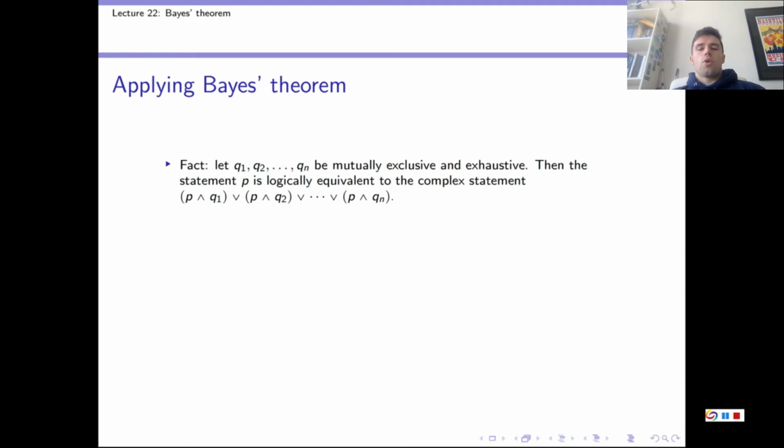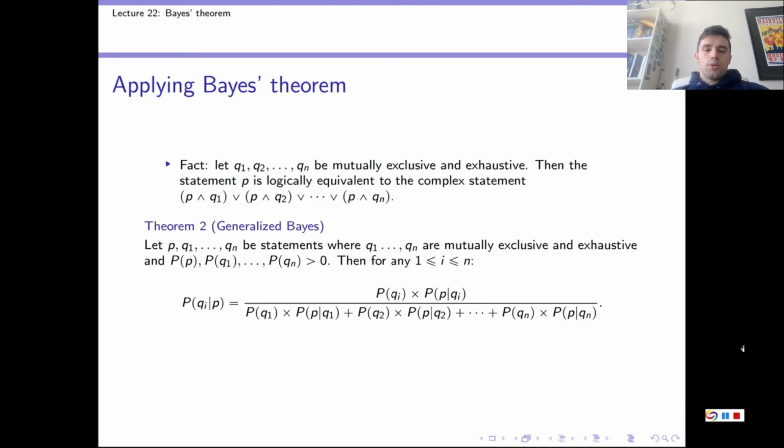Now, in that case, one can prove that the simple statement P is logically equivalent to the complex statement P and Q1, or P and Q2, or P and Q3, or, and so on, or P and Qn. Before, we had just two of these Q's, that is, we had Q and we had not Q. Now, though, we're considering any finite number of them. And if we carry out the proof of the theorem in exactly the same way that we did for two statements, then the result is this.